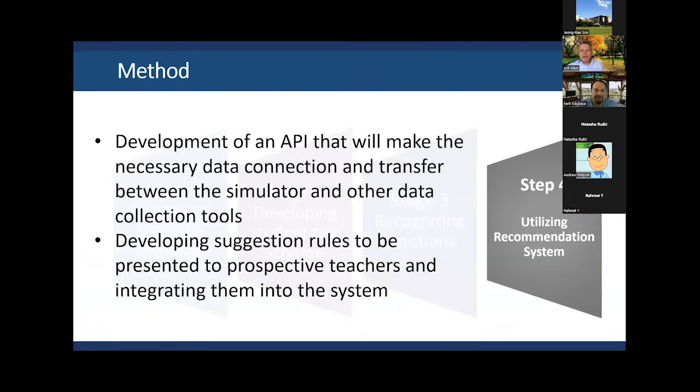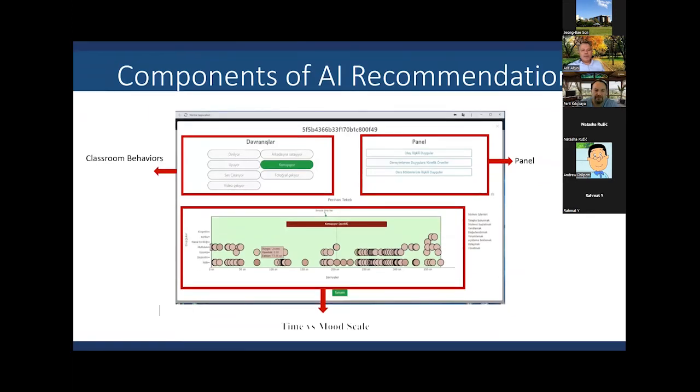And then finally, we developed a recommendation system. I would briefly show you how it looked. There were rules in this recommendation system. We collected data on how prospective teachers responded to the agents and how they were carrying those emotions with them. When they finished teaching, we provided them an interface where they could see their behaviors, the panel, and the emotional changes through time.